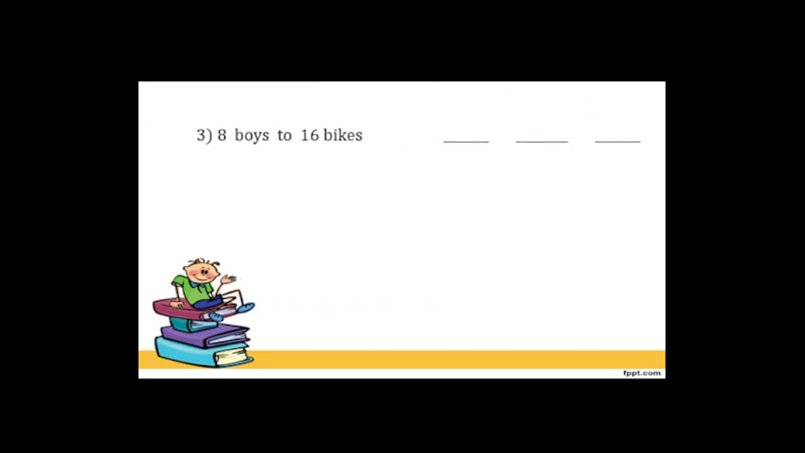Another, we have 8 boys to 16 bikes. So in word form again, that is 8 is to 16, colon form 8:16, and in fraction, that is 8 over 16. So 8 is to 16 or 8 over 16 can be written in simplest form by dividing both terms by 8. 8 divided by 8 is 1, and 16 divided by 8 is 2. So the simplest form is 1 is to 2.